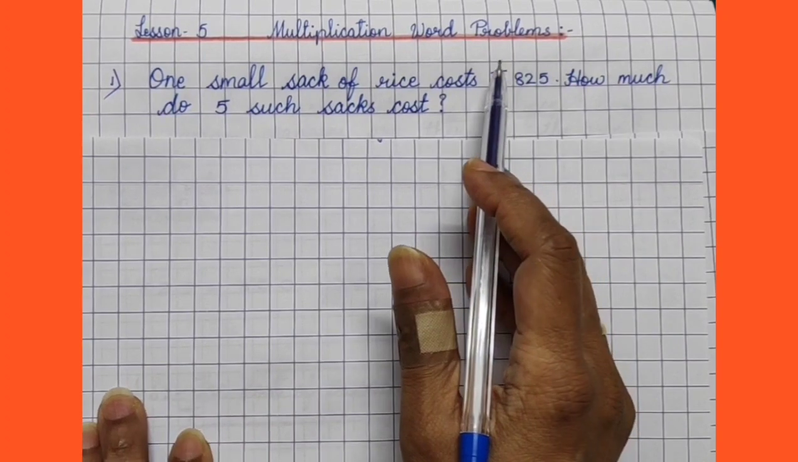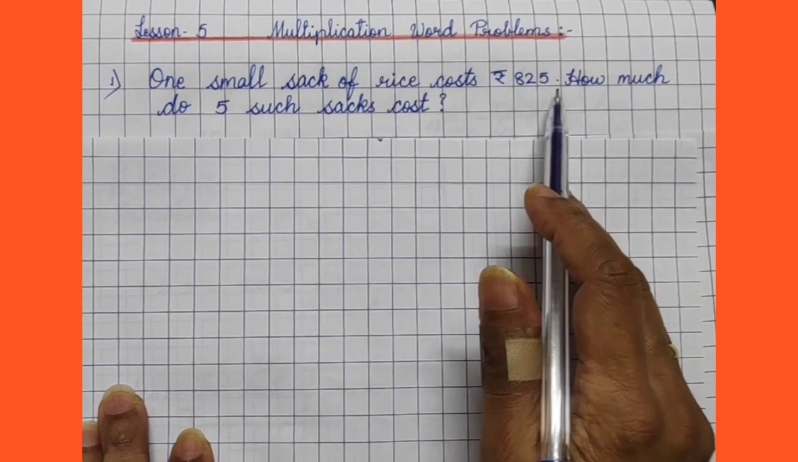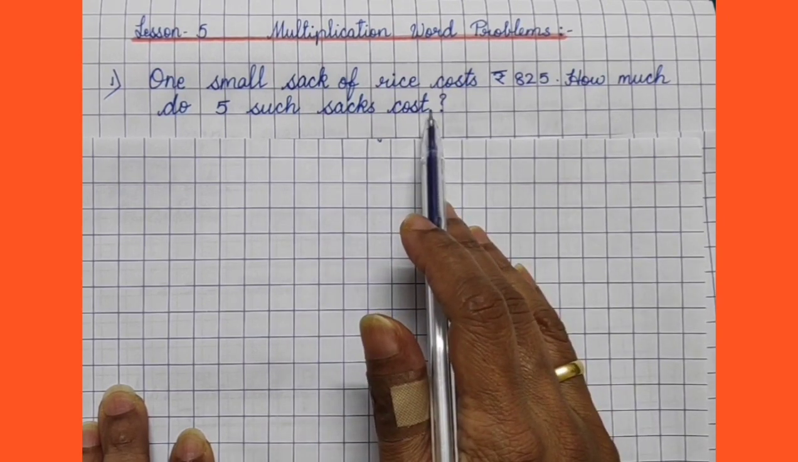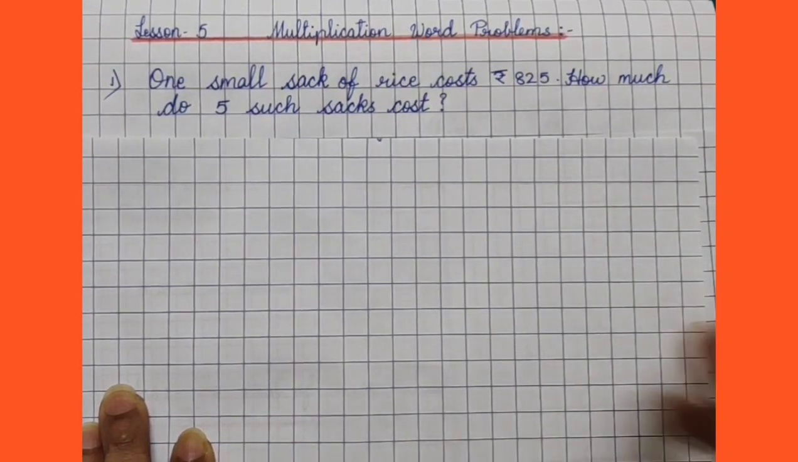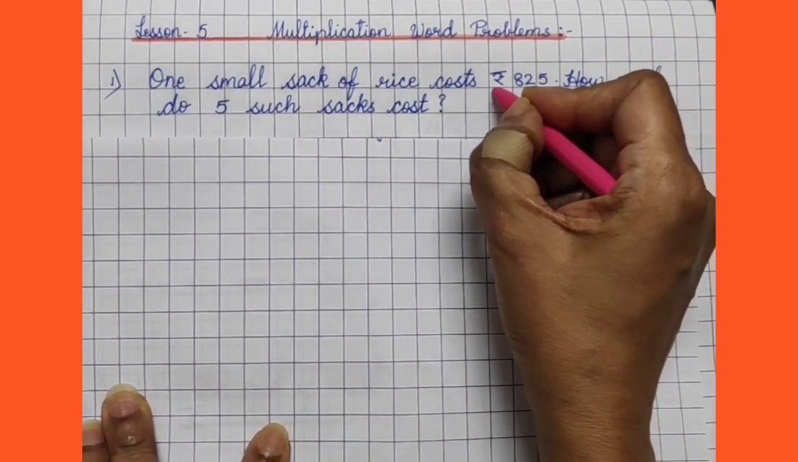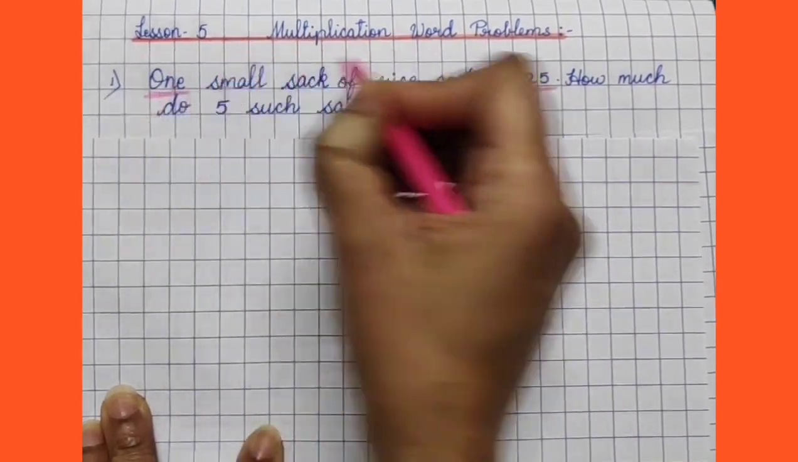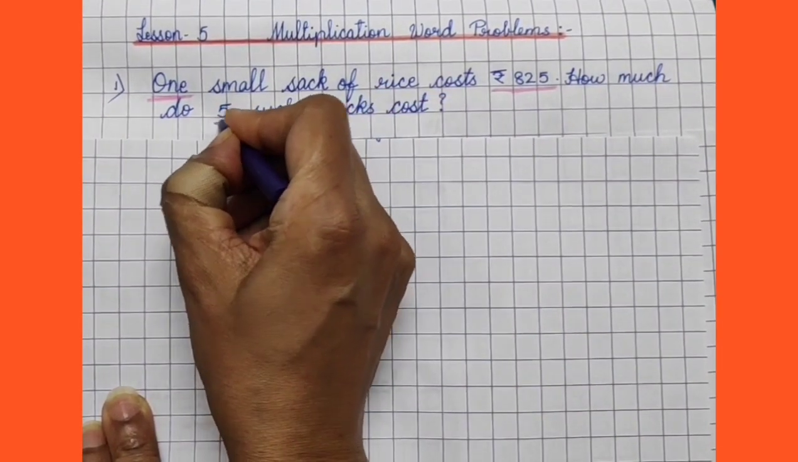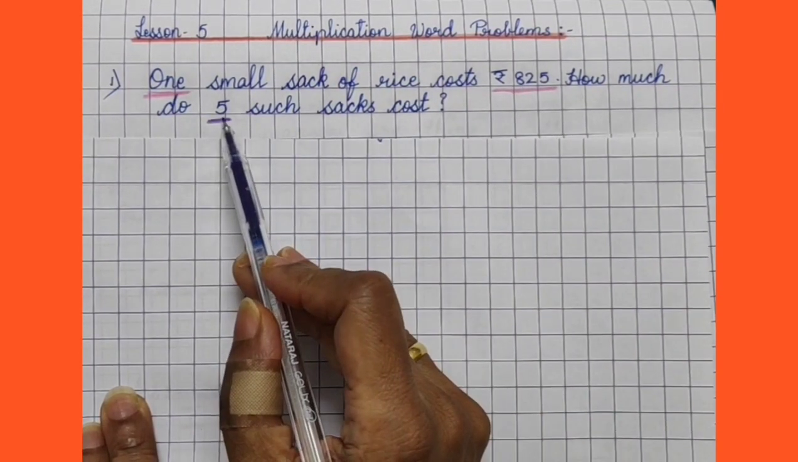Multiplication word problems. One small sack of rice costs rupees 825. How much do 5 such sacks cost? Now there are 5 sacks. So 1 sack, 2 sack, 3 sack, 4 sack, 5 sack. Each costing 825 rupees. First let us underline the important words. The cost of one sack is, so there is the word 1. So 1 sack costs rupees 825. And how many sacks are there? There are 5 sacks. So that means you are adding the number 825 5 times, right?